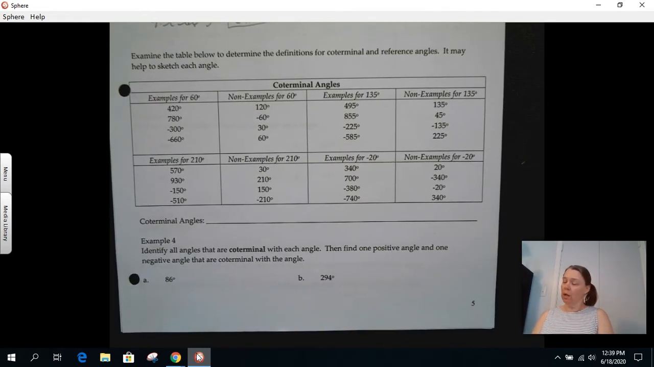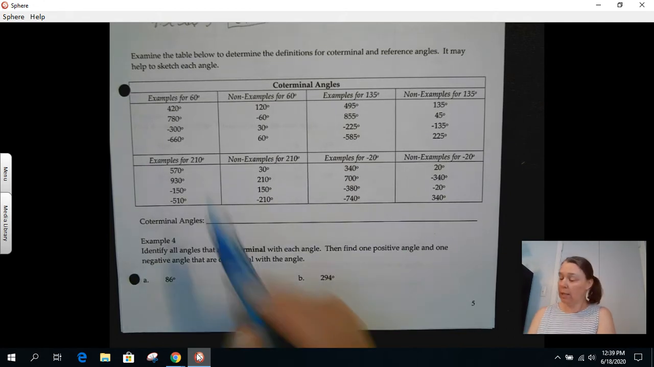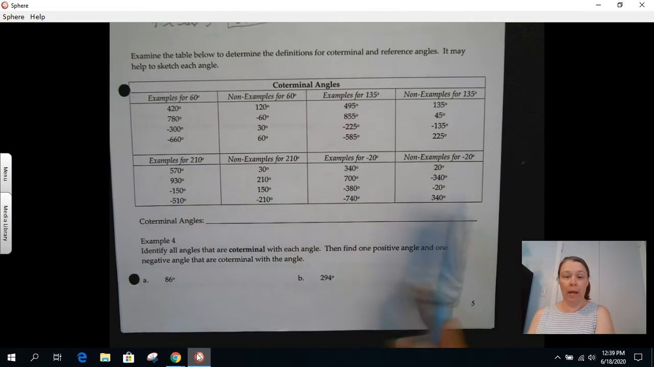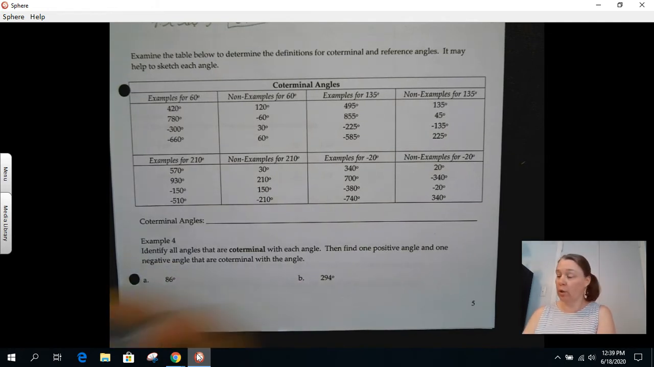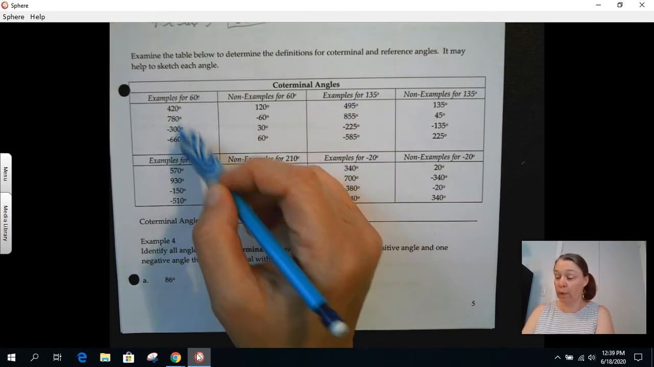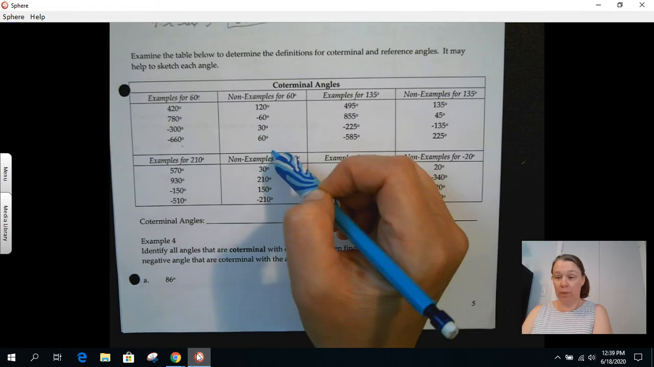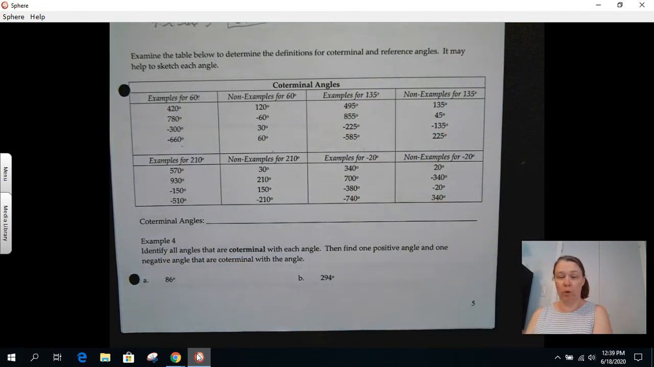The first one is coterminal. So the first thing I would like you to do is just pause the video, and I want you to look at, I've given you some different examples and non-examples for 4 different angle measures of coterminal angles. I want you to see if you can figure out what it means for angles to be coterminal. So here are examples of angles that are coterminal to 60. Here are some non-examples, and then so on for 135, 210, and negative 20. See if you can figure out what it means to be coterminal. So if you were stuck, it might help to sketch these angles and see what you notice.